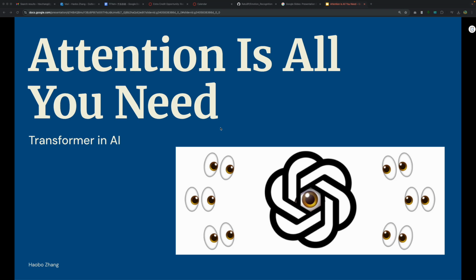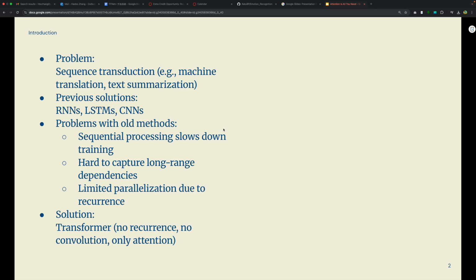Hello. So in this presentation, I will introduce one of the most influential developments in modern machine learning, the transformer model, as proposed in the landmark paper, Attention is All You Need. This architecture has fundamentally changed how we approach natural language processing, powering models such as BERT, GPT, and many others. Let's begin with some context.